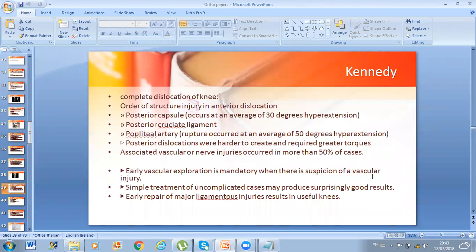Early vascular exploration is mandatory when there is suspicion of vascular injury. Simple treatment of uncomplicated cases may produce surprisingly good results. And he advocated early repair of major ligaments to result in a useful knee.